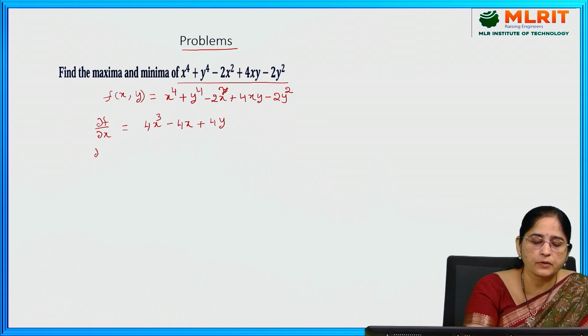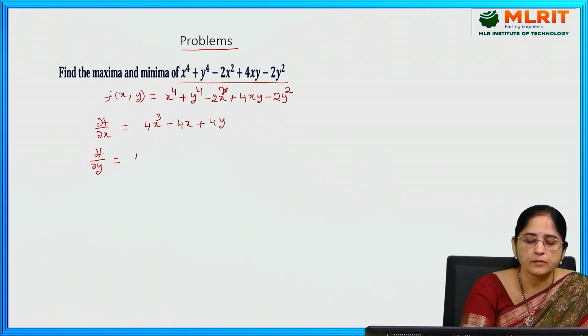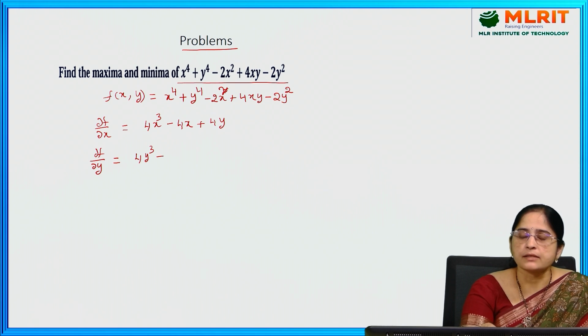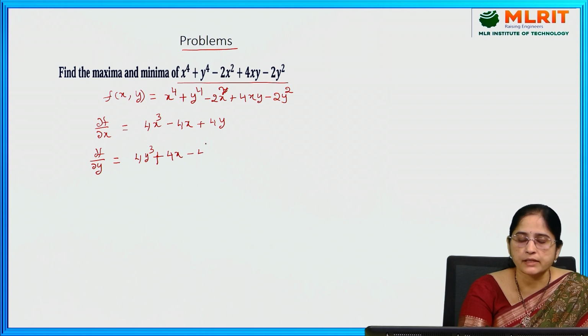Next, find out dou f by dou y. With respect to y, we have to keep x as constant. Derivative of x power 4 is 0. Y power 4 gives 4 y cube. Minus 2x square is constant, 0. Plus 4xy with respect to y is 4x. Derivative of minus 2y square is minus 4y.